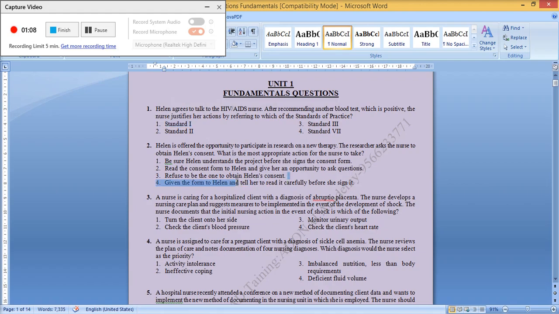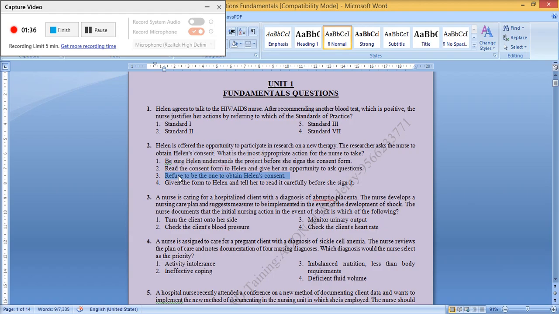Answer 3. Refuse to be the one to obtain Helen's consent. 3. A nurse is caring for a hospitalized client with a diagnosis of abruptio placenta. The nurse develops a nursing care plan, with measures to be implemented in the event of the development of shock. The nurse documents that the initial nursing action in the event of shock is which of the following?